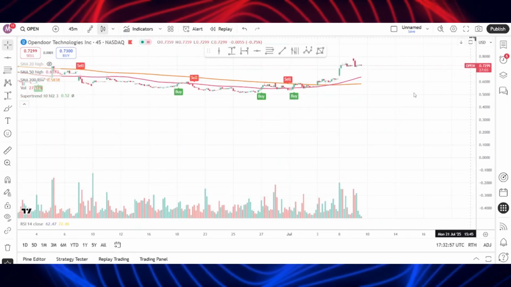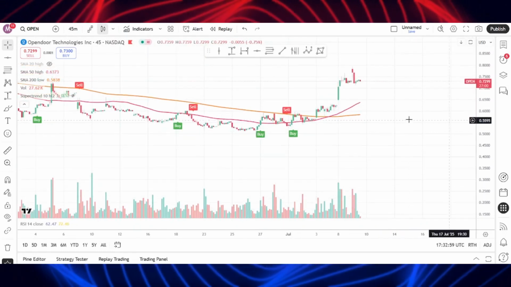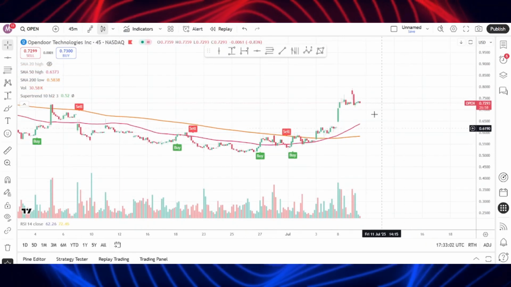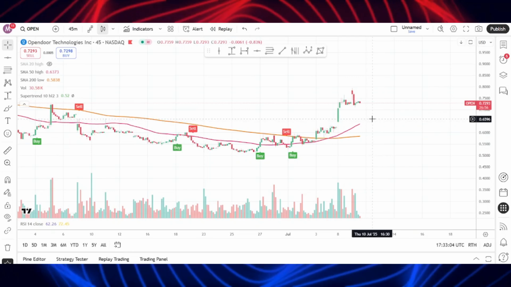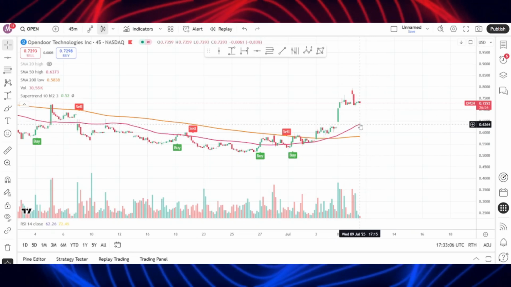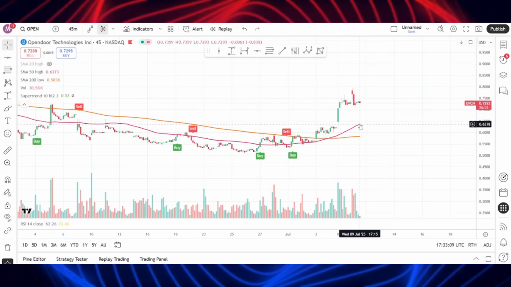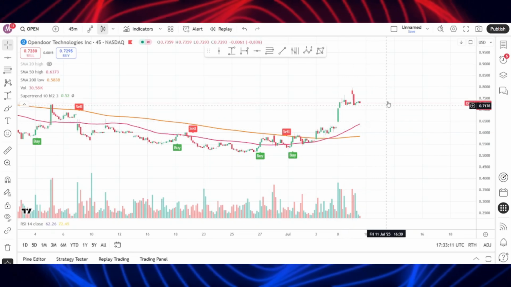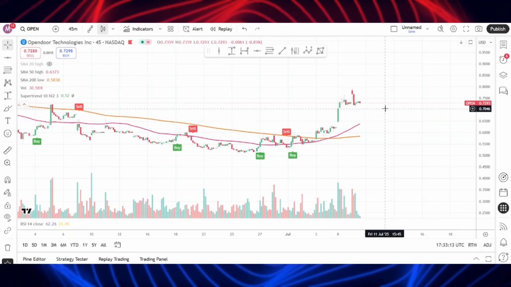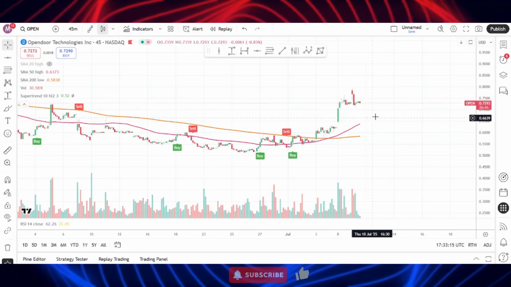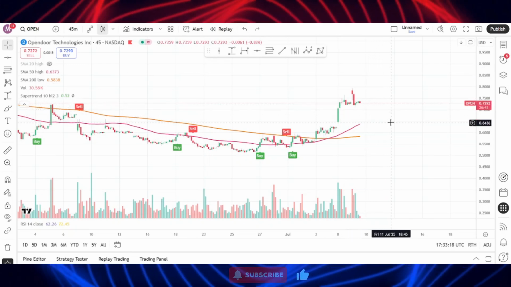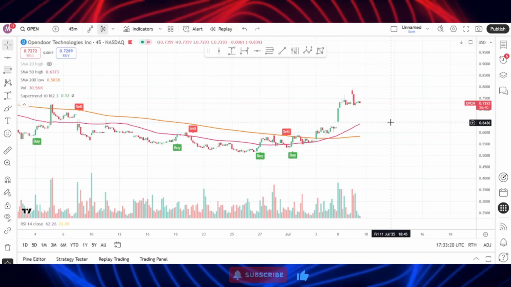So I think this is a good time. Personally, again, not trading advice. Do your own research. We could potentially see it come down to test this 50-day moving average. So as it's going up, maybe somewhere the 50-day moving average would be right here. It could test this 50-day moving average and bounce off. But everything's looking good for the stock.